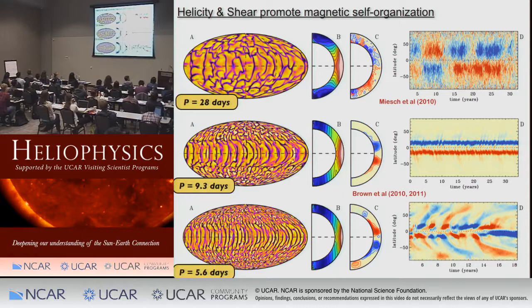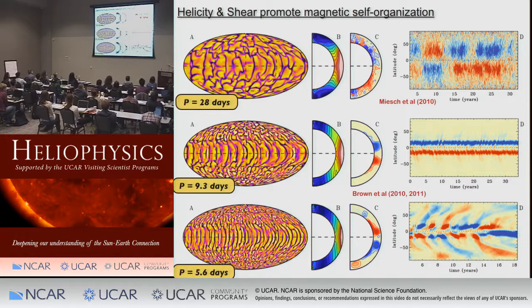And they're coherent in time. So here, these things persist. The rotation period is 9.3 days. The convection time scale is about a month. These things persist in the convection zone for as long as we ran the simulation, 40 years.